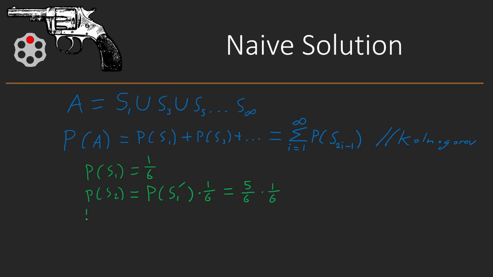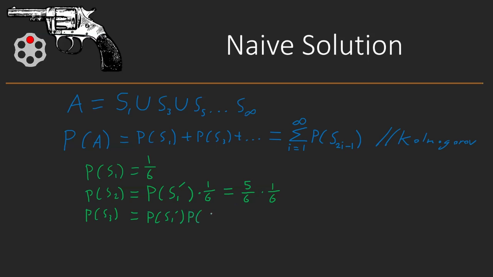Okay, then we continue. S3. Now it gets a little bit trickier, but it's the same idea again. So first of all, S1 must not have occurred, right? Because otherwise we would not be at step 3 right now. Duelist A would already be dead. Then here is why I say it's a little bit tricky.